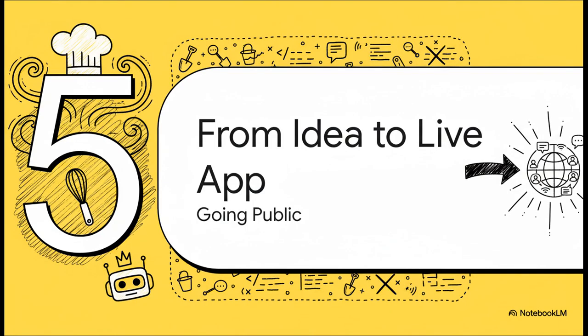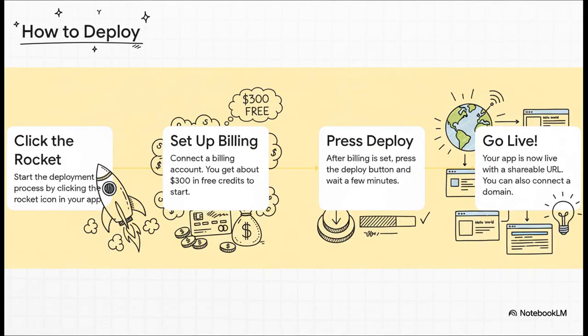All right, so you've followed the recipe, you've prompted your way to a masterpiece, and it's working perfectly inside AI Studio. So what's next? Let's talk about the final step, taking your creation out of the sandbox and sharing it with the world. This whole process is way easier than it sounds. You just click this little rocket icon to deploy your app. Now, you do have to set up a billing account, but don't panic. Google gives you about $300 in free credits to start, and these little apps cost almost nothing to run. Once that's set up, you just hit deploy, and in a few minutes, the system gives you a live, shareable URL. Your idea is now a real tool on the internet.